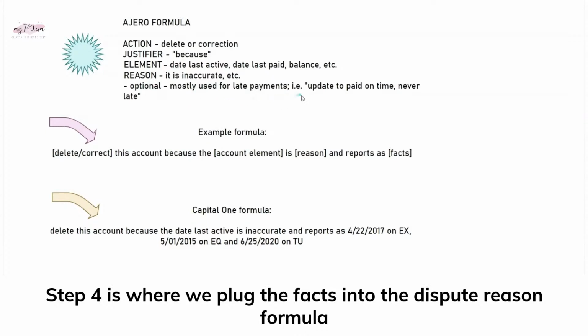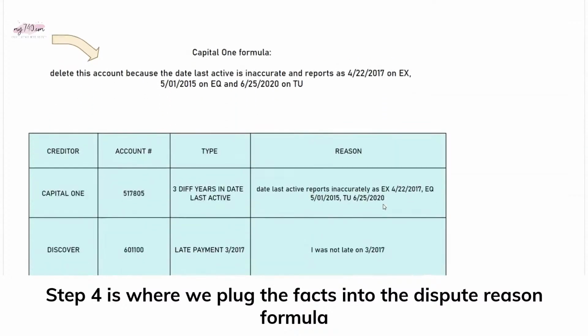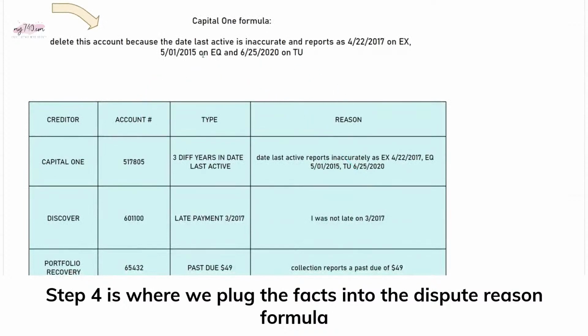So our example formula is: delete or correct this account because the account element is reason and reports as facts. Using Capital One, we're going to say delete this account because the date last active is inaccurate and reports as 4/17 on Experian, 5/2015 on Equifax, and 6/2020 on TransUnion.